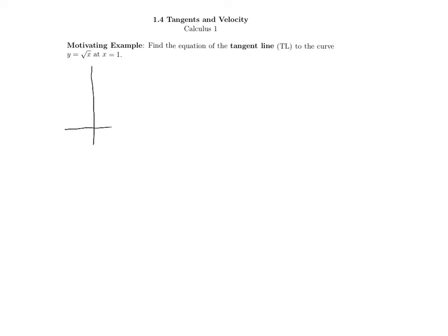So the graph of the curve y equals square root of x is something that we should all be able to visualize. Roughly speaking, it starts at the origin and looks something like this. And what we would like to do is find the tangent line to the curve at x equals 1. So at x equals 1, the function output is going to be 1. So we have this point on the curve, 1, 1.